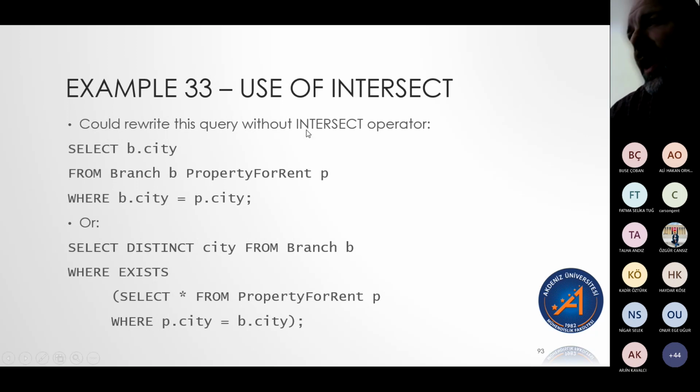So we could rewrite this query without the intersect operator. We could say, give me the cities. Oh, there's a missing comma. Give me the city from the branch, where city is the same as the city in property. You should know why this would only give me the cities that exist in both. We could also say, give me the cities from the branch table, where there exists a property for rent in that same city. Multiple different ways that we could get the same information.